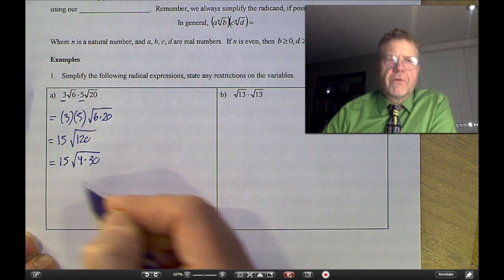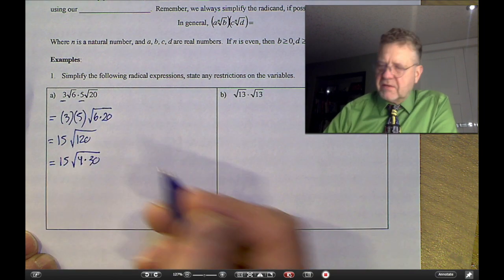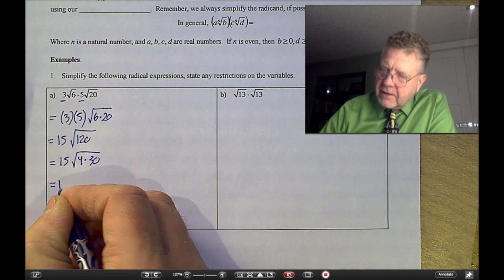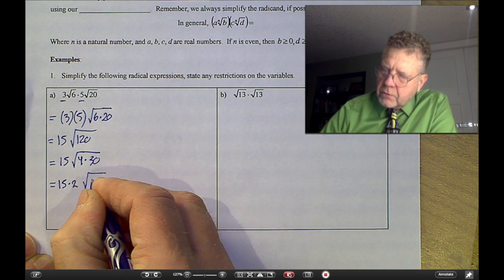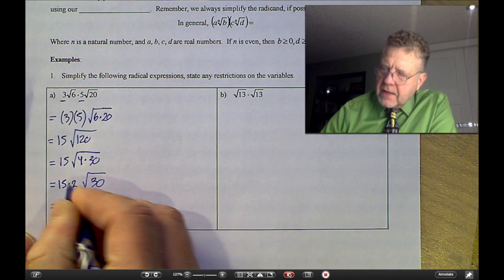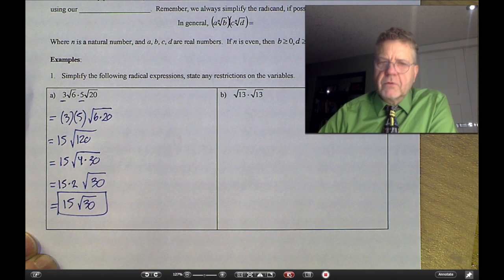Now if I pull the 4 out of the house, I have to take its square root. Nice and easy because it's a perfect square. I'm going to get 15 times 2. The 2 comes from the square root of that, root 30. Okay? And 2 times that is going to be 15. So the answer is going to be 15 root 30, just like that.